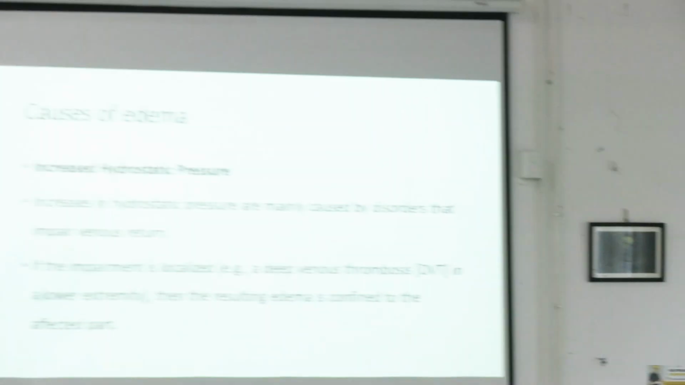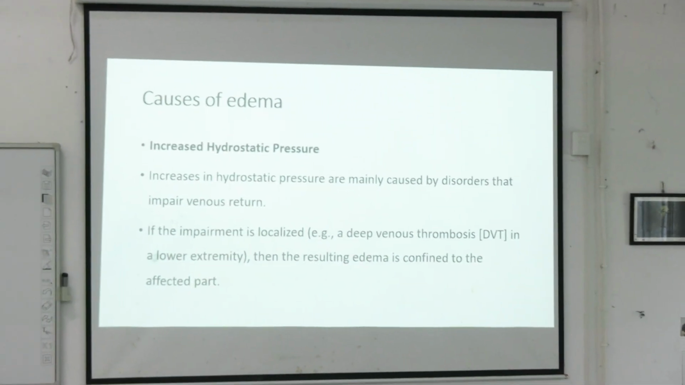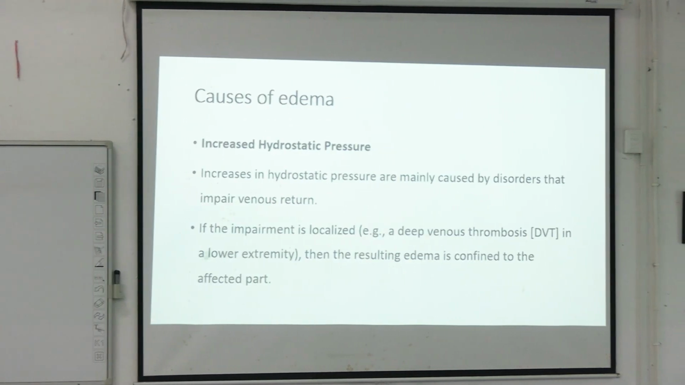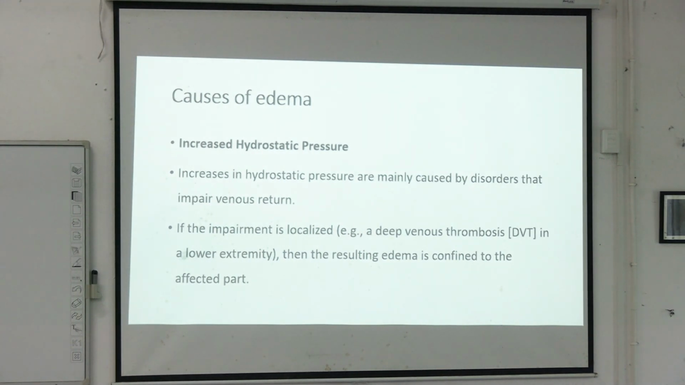Now the causes of edema. Increased hydrostatic pressure. Increased hydrostatic pressure is mainly caused by disorders that impair venous return. If the impairment is localized, as happens in DVT, deep vein thrombosis, in a lower extremity, then the resulting edema is confined to the affected part. So DVT occurs in the lower extremity.